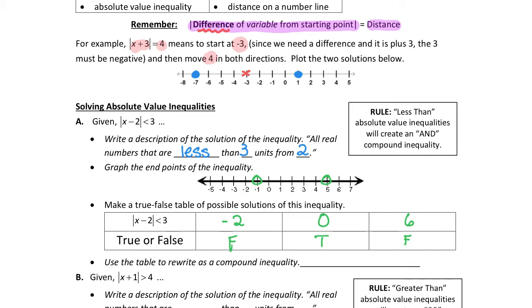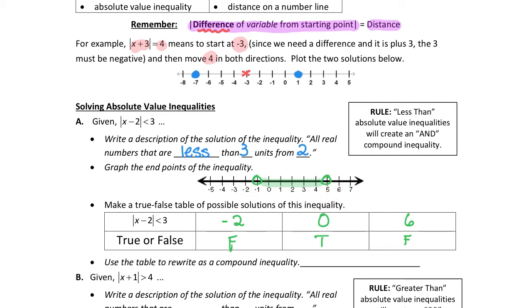What this is telling me is that anything less than -1 is false, so I would not shade there. Anything between -1 and 5 would be true. So 0 represented all the numbers in here. So I'm going to shade from -1 to 5. And finally, anything above 5, like the 6, would be false. So I would not shade there.